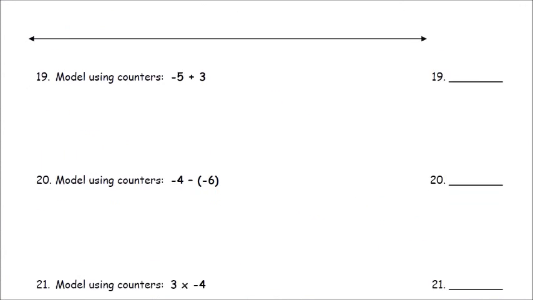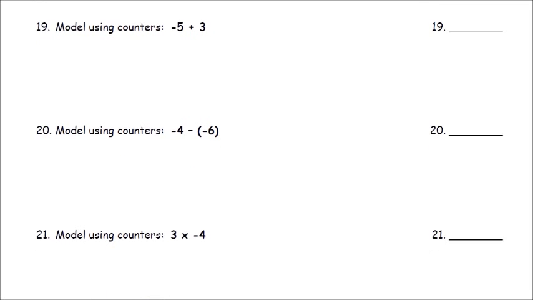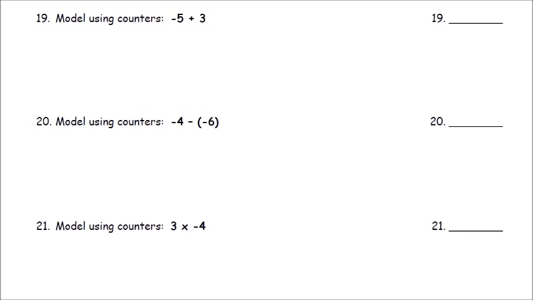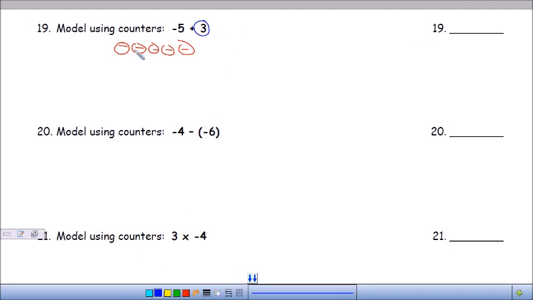Okay, number 19. Model using counters. This is where we talk about boys and girls going to a dance and all the good stuff. So by now you should be good at doing all these. Okay, let's look at the first number. It's a negative 5. So I'm going to use the red one because it's a negative. So I'm going to draw 5 negatives, and I'm going to put my negative symbols inside of them. Then I'm going to use 3 positives. I'm going to add 3 positives.